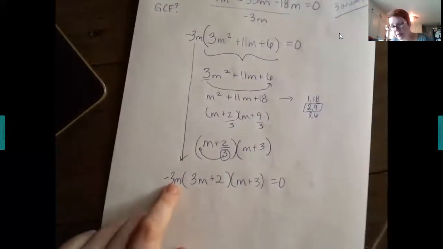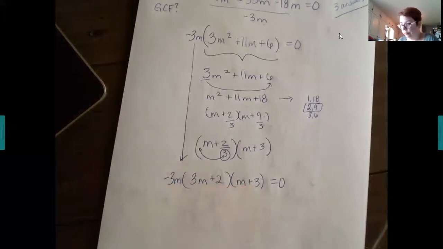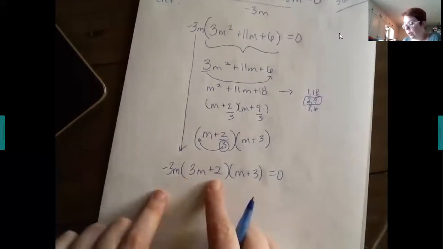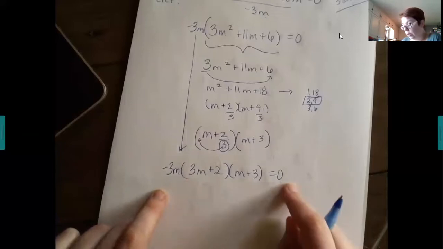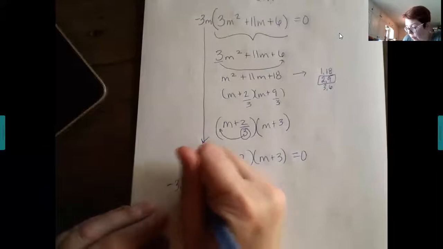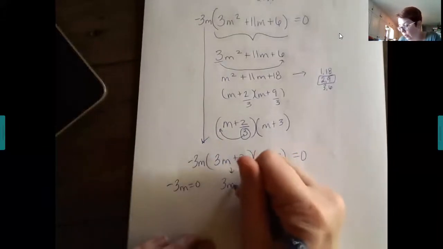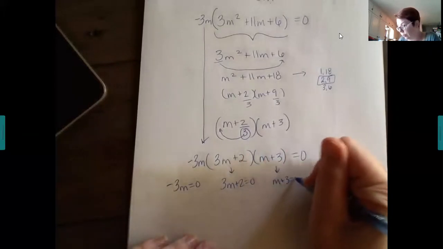So taking out a -3 first helps us make sense of this. Makes it a lot easier. So now we have our 3 somethings. It's set in factored form. It's set equal to 0. So we can do our 3 different answers. So we set this equal to 0, set this equal to 0, and set this equal to 0.